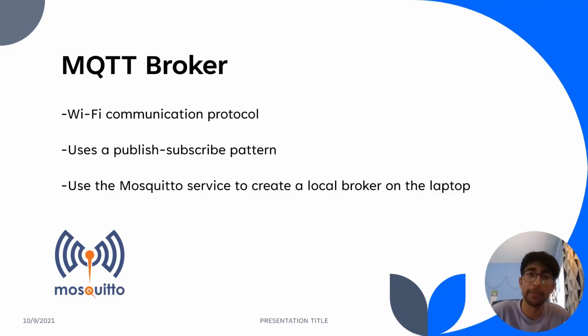To send information from the system to the robot, we will use Wi-Fi. The most popular Wi-Fi communication protocol for IoT devices is MQTT. MQTT uses a publish and subscribe model. The MQTT broker is responsible for establishing connections and distributing messages, enabling effective data exchange and bidirectional communication. We will use a Mosquitto service to create an MQTT broker on my machine.